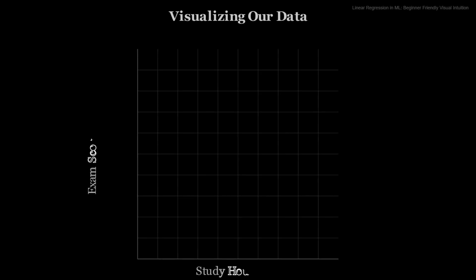To better understand our data, we typically plot it on a graph. The horizontal axis, or x-axis, represents our independent variable, the input we control or observe, like study hours. The vertical axis, or y-axis, represents the dependent variable, the output we want to predict, such as exam scores. Each point on this scatter plot is an observation from our dataset, showing a specific study time and its corresponding exam result.